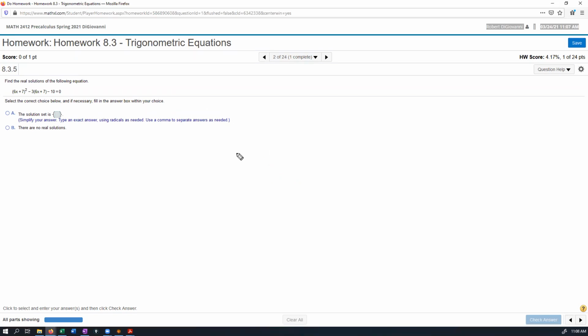All right, so same thing, we want to be able to solve this. 6x plus 7, that quantity squared, minus 3 times 6x plus 7, that quantity minus 10 equals 0. So this is where we kind of say, all right, this right here is, I don't know, like a u maybe, and then this right here is u again. So this looks like u squared minus 3 times u minus 10 equals 0.